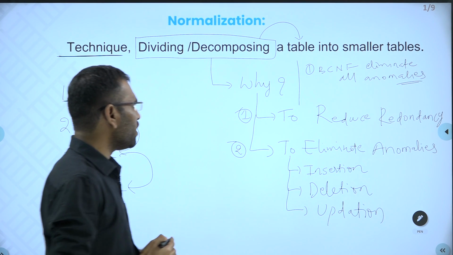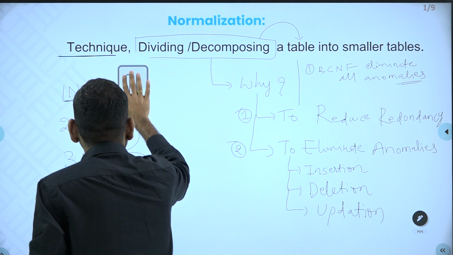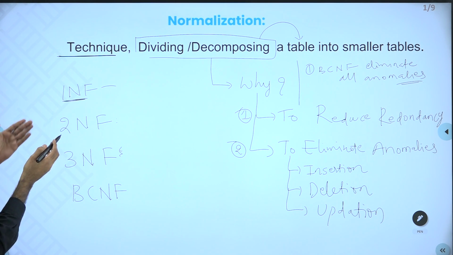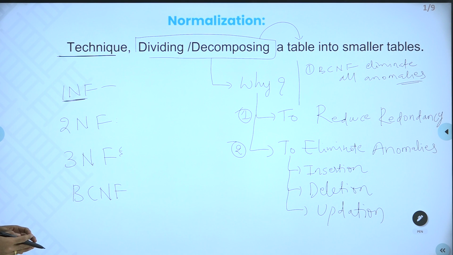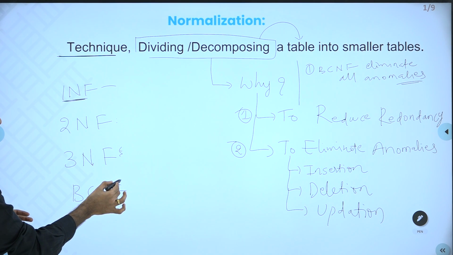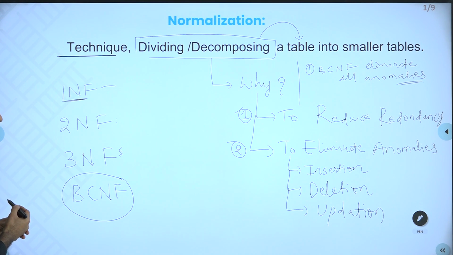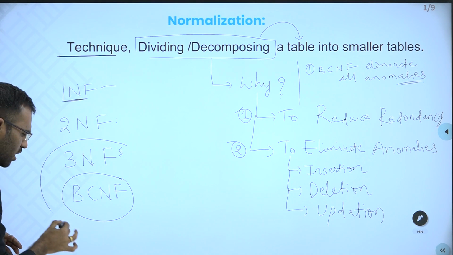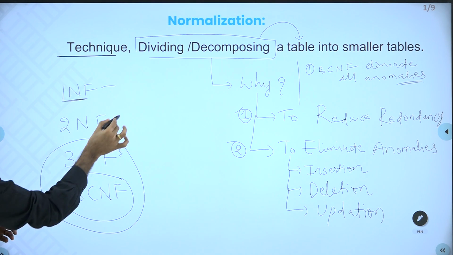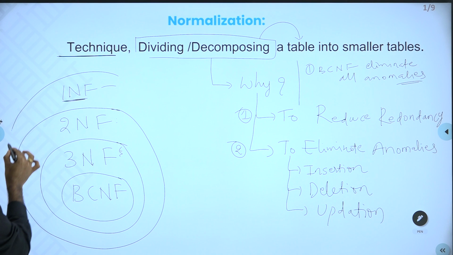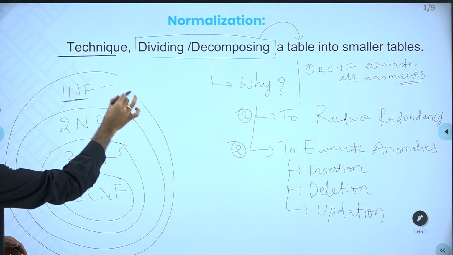And the second point you have to understand is, you have to observe one thing here. This is the smaller normal form. Second normal form is a bigger normal form. Third normal form is a bigger form. The next bigger normal form is BCNF. Every bigger normal form is also a smaller normal form. That means every BCNF is a third normal form, every third normal form is a second normal form, and every second normal form is a first normal form. This is what we have to understand.